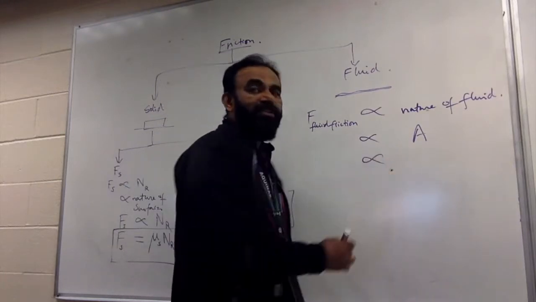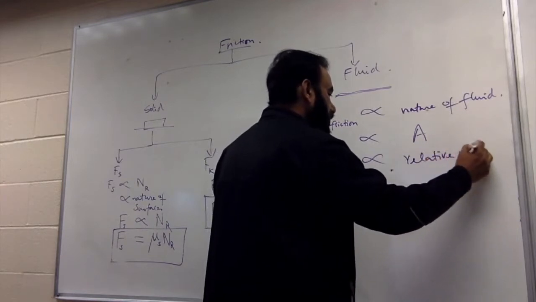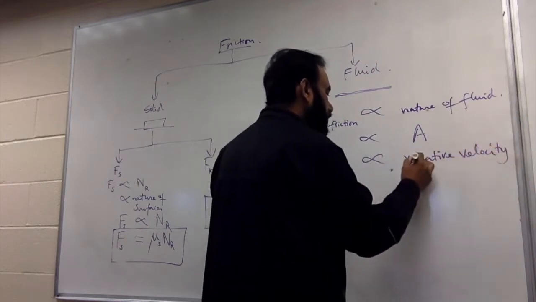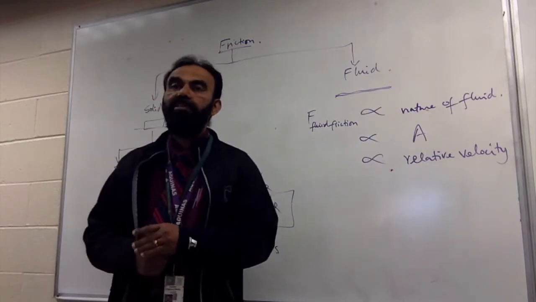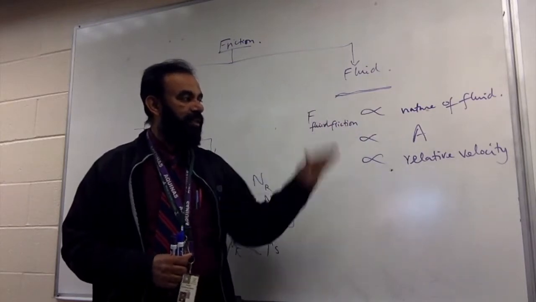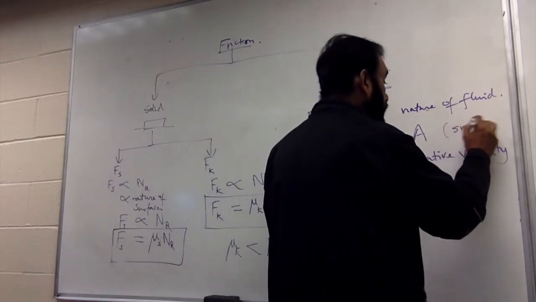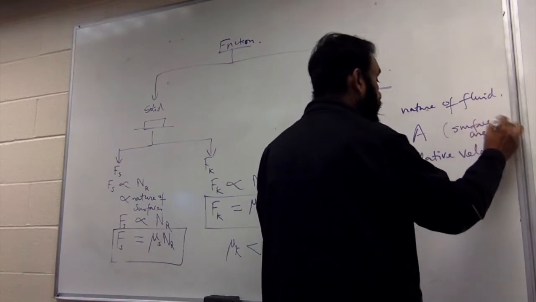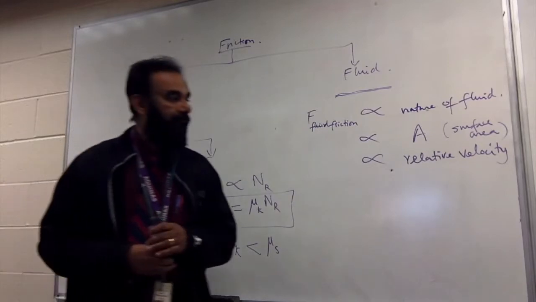So, fluid friction depends on what? It depends on the nature of the fluid. It depends on the surface area. And it depends on the relative velocity.